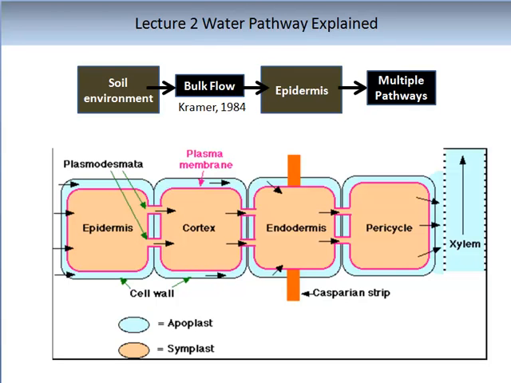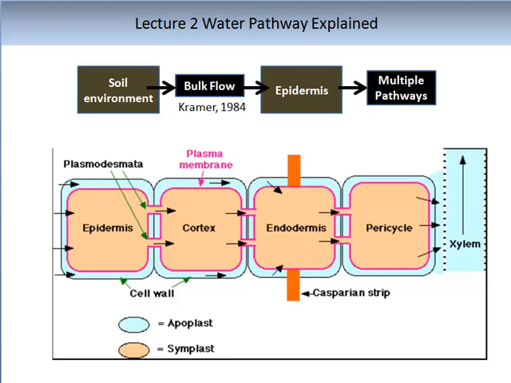So what we've learnt so far is that water that is contained in the soil environment moves through the root hair via bulk flow, and this was shown by Kramer in 1984. It then reaches the epidermis. It is at the point of the epidermis that multiple pathways of water movement through the root can occur. There is the Apoplast pathway and the Symplast pathway.